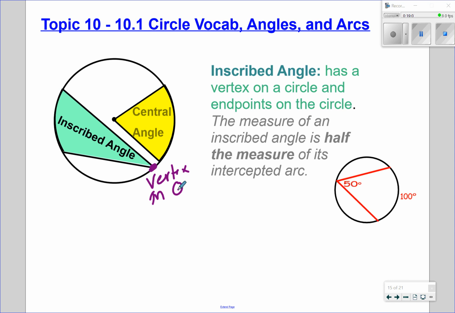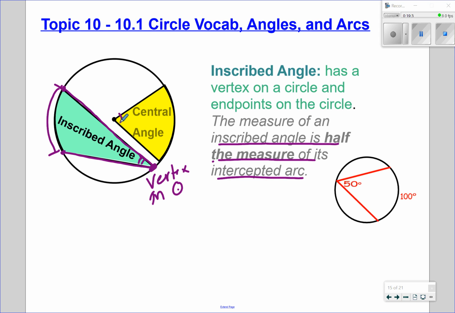So an inscribed angle has a vertex on the circle, but it still opens up and has endpoints that are also on the circle. This would still be our intercepted arc right here. Notice, slightly different. It's actually a little bit smaller of an angle than the central angle. Central angles can be a little bit bigger. But here's the relationship. An inscribed angle is half of the measure of its intercepted arc.